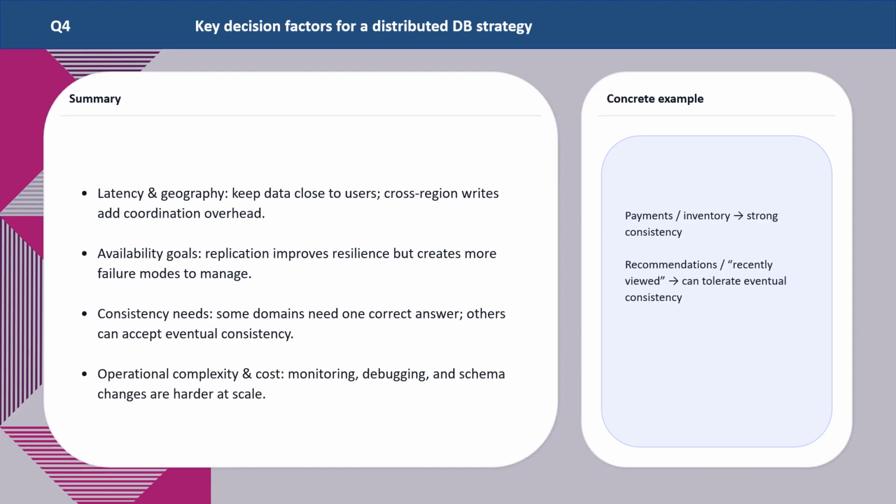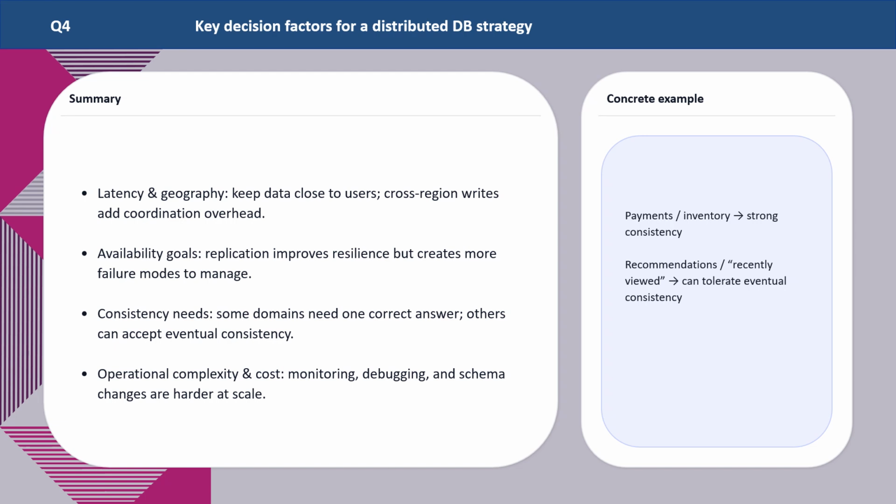So question 4 is what factors matter most when choosing a distributed database strategy? I think the biggest ones are latency, availability, consistency, operational complexity, and lastly cost. So let's talk about latency. Putting replicas near users makes things actually very, very fast. But cross-region writes add coordination, which can actually slow things down.